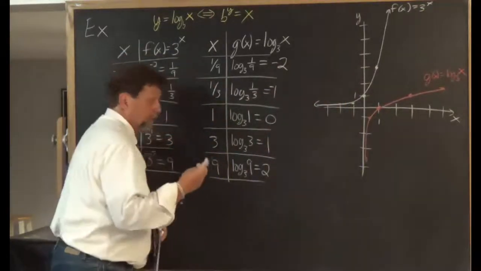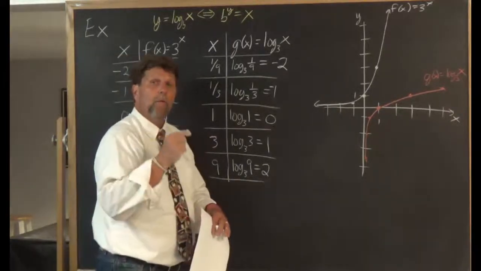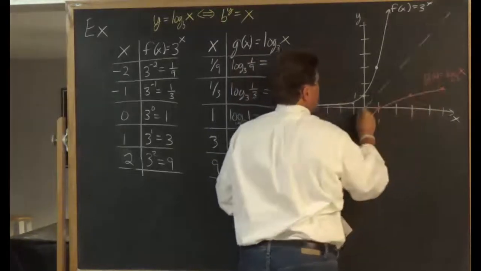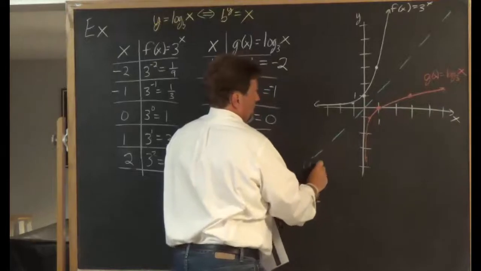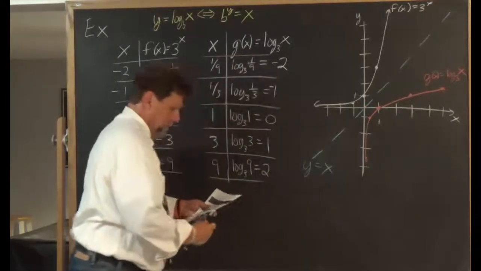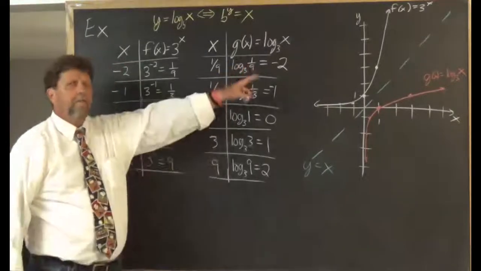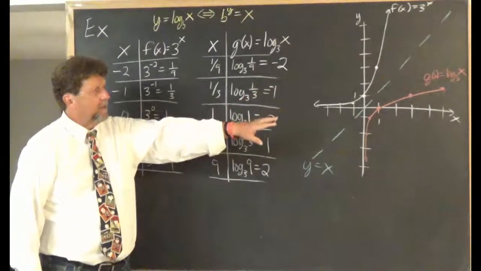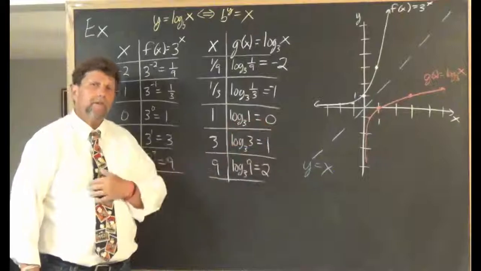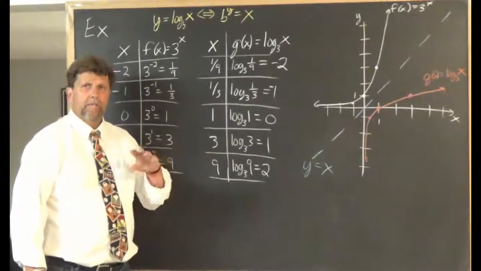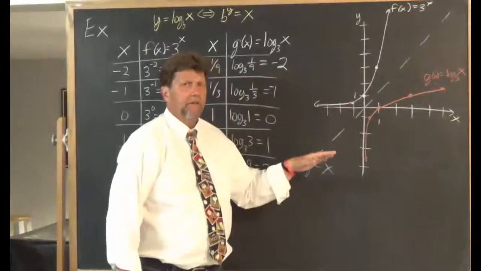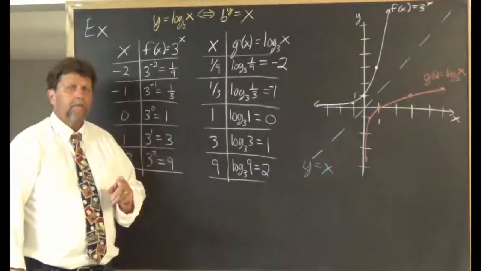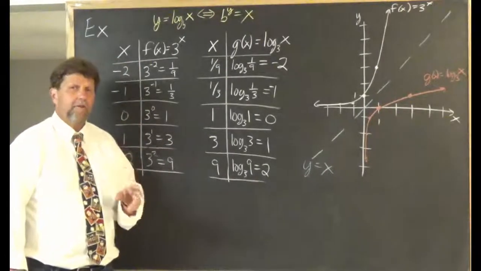Now let me use this blue chalk to sketch in the line y equals x. This is the line y equals x. Notice the graph of f of x equals 3 to the x, and the graph of g of x equals log base 3 of x. Notice how they're symmetric about the line y equals x. It's a mirror image. If I fold it across this blue dashed line, they would match up with each other. That is a distinguishing feature of very important functions that are called inverse functions.